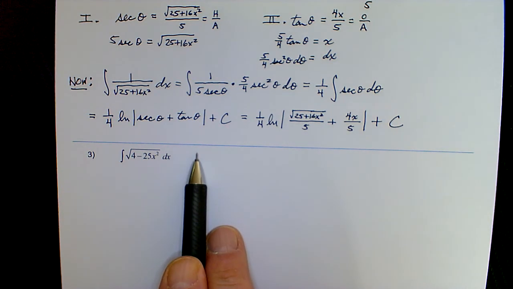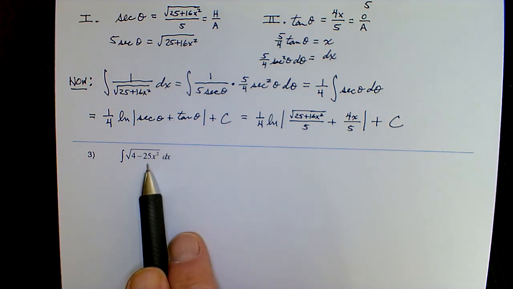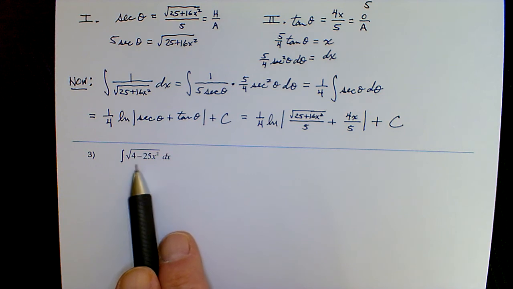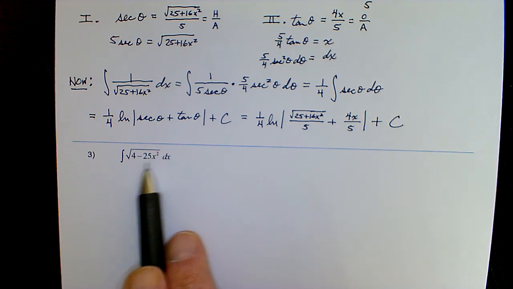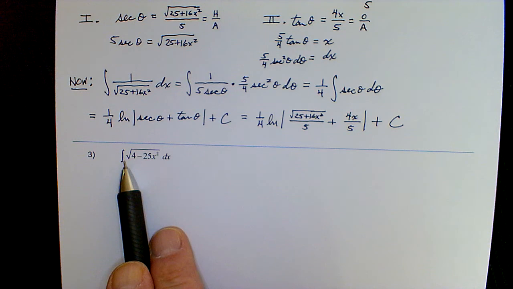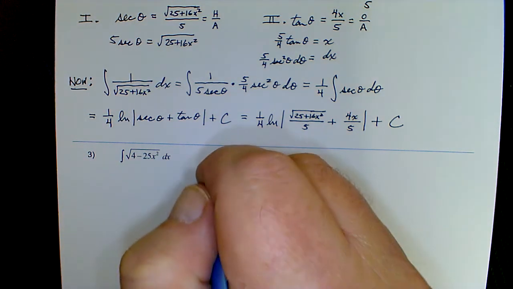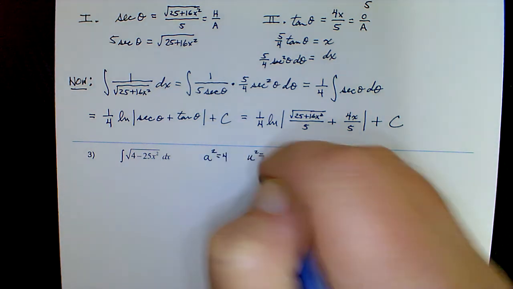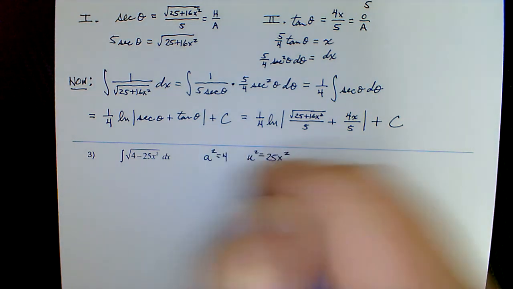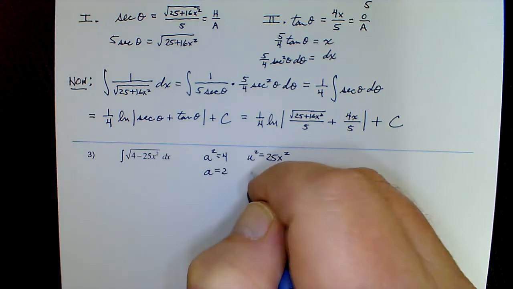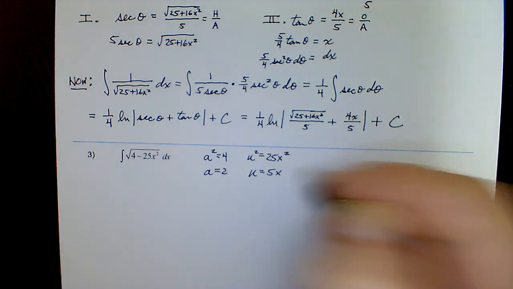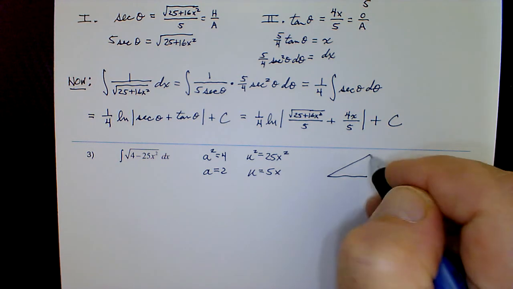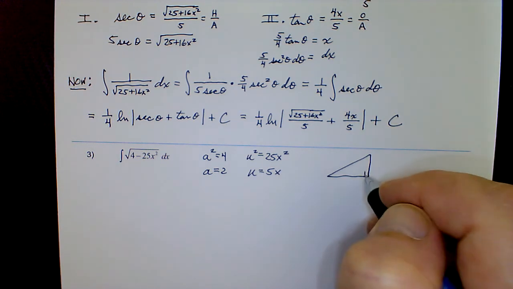Okay, this one's a classic. We have something that looks pretty innocent, but it's not integrable by any other method. And if you wanted to try to use a u substitution, it fails because there's no x to satisfy the du. So trig substitution is required. So we're going to start as normal. A squared is 4. U squared is 25x squared. Remember, neither are ever negative. The negative is going to dictate how we construct our triangle. Okay, so we get that A is 2, U is 5x.